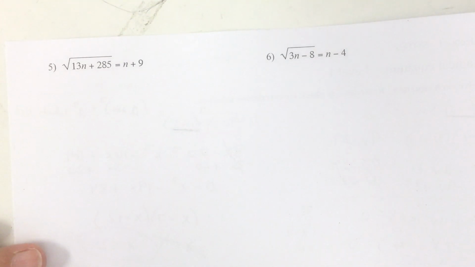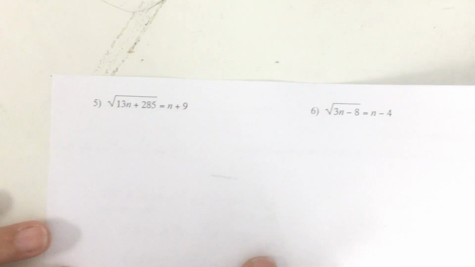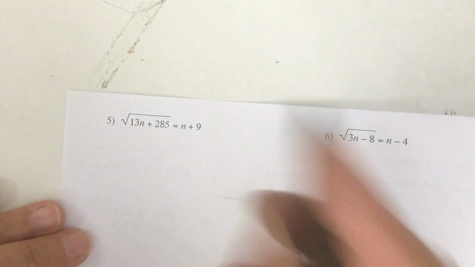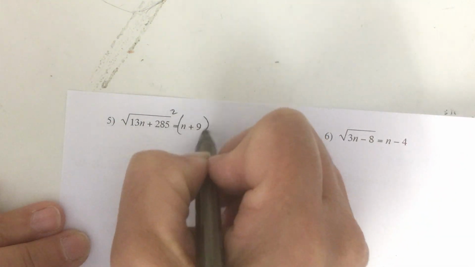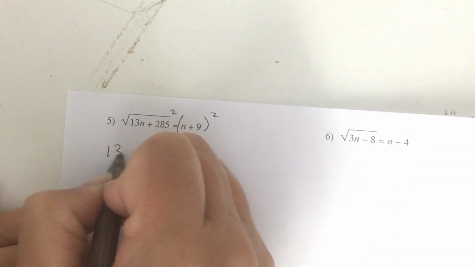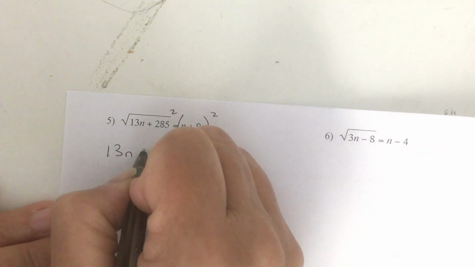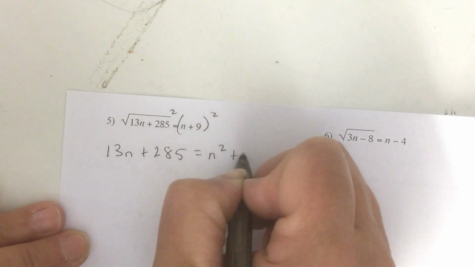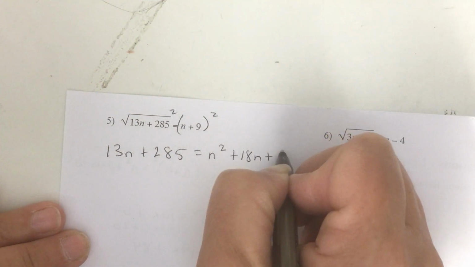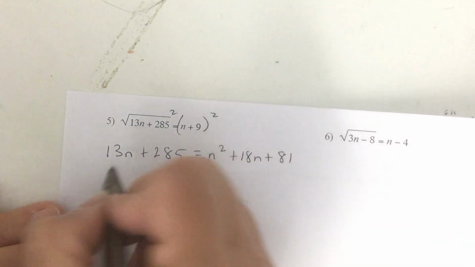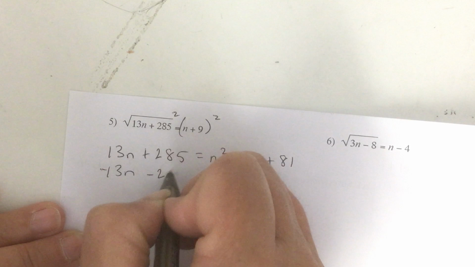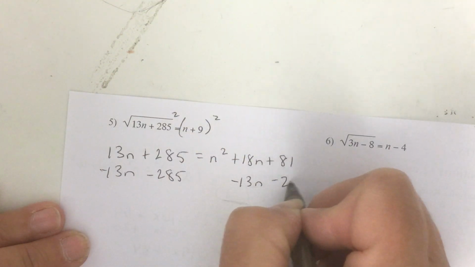So these would be good to try on your own. In class, that's what we'll do. I'll probably stop and give you some to practice on your own. So we're going to square both sides. So 13n plus 285 is equal to n squared plus 18n plus 81. Subtract 13n from both sides. Subtract 285 from both sides.